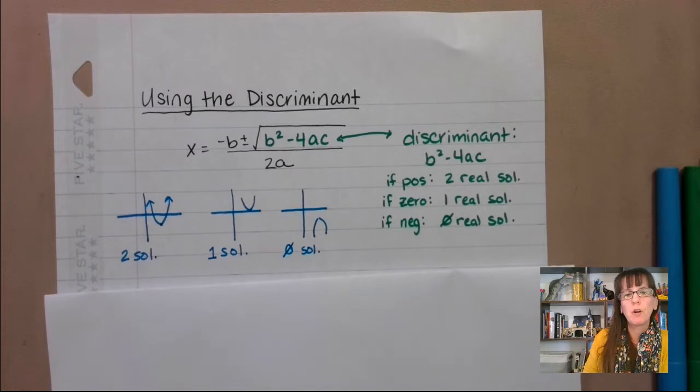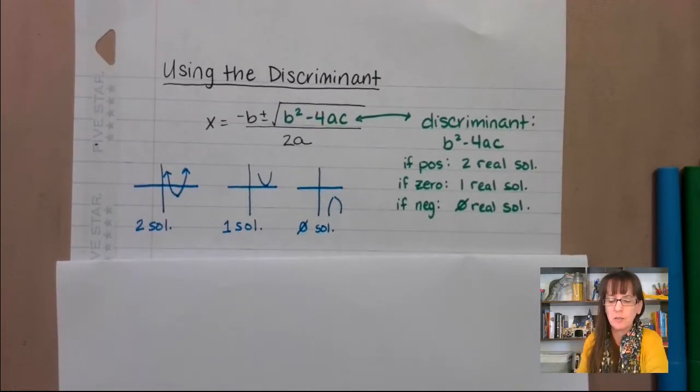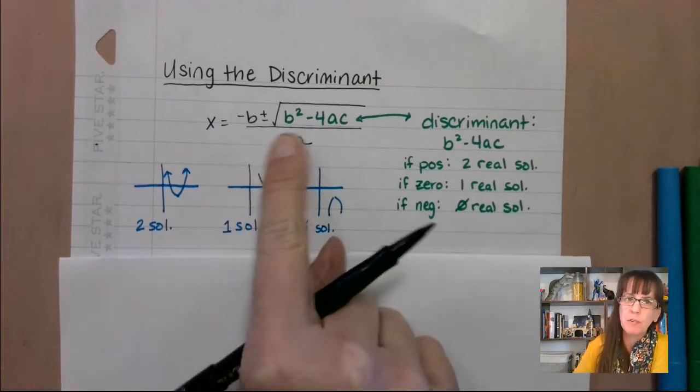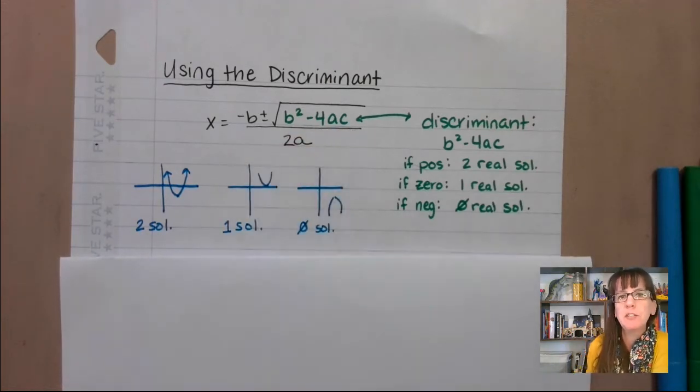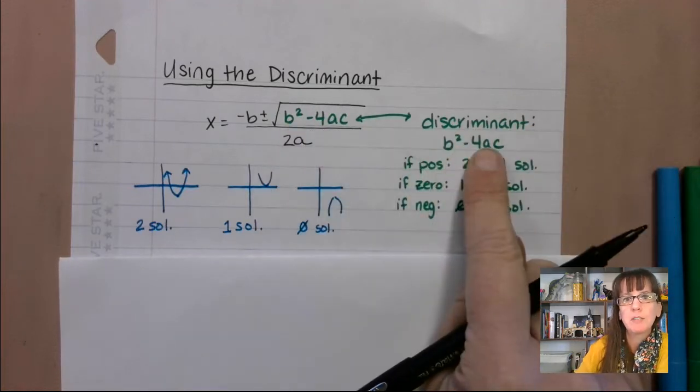All right, so from a previous lesson you've learned our quadratic formula is x equals negative b plus or minus the square root of b squared minus 4ac all divided by 2a. The stuff underneath that radical is your discriminant, b squared minus 4ac.